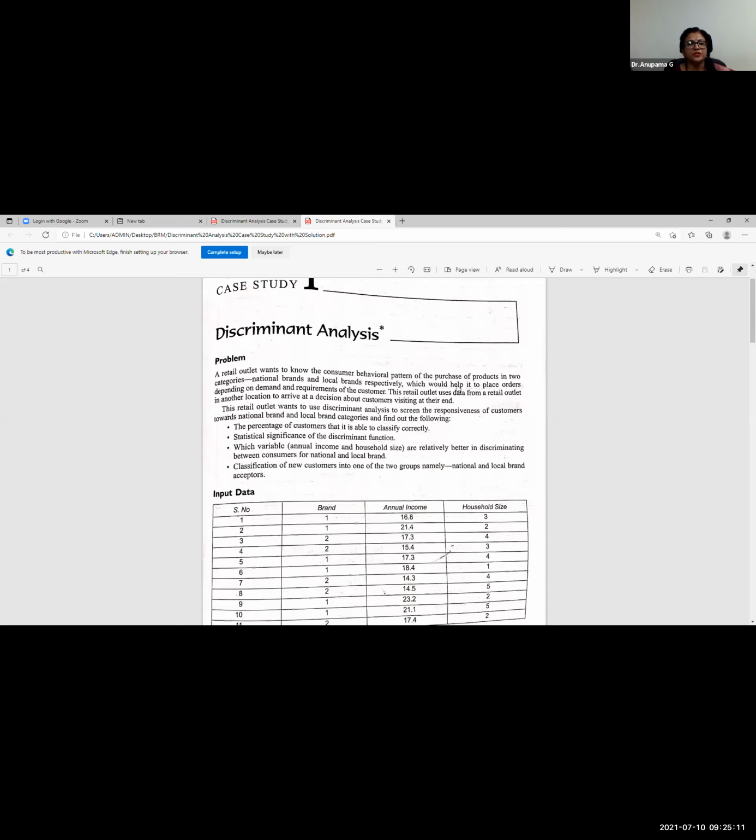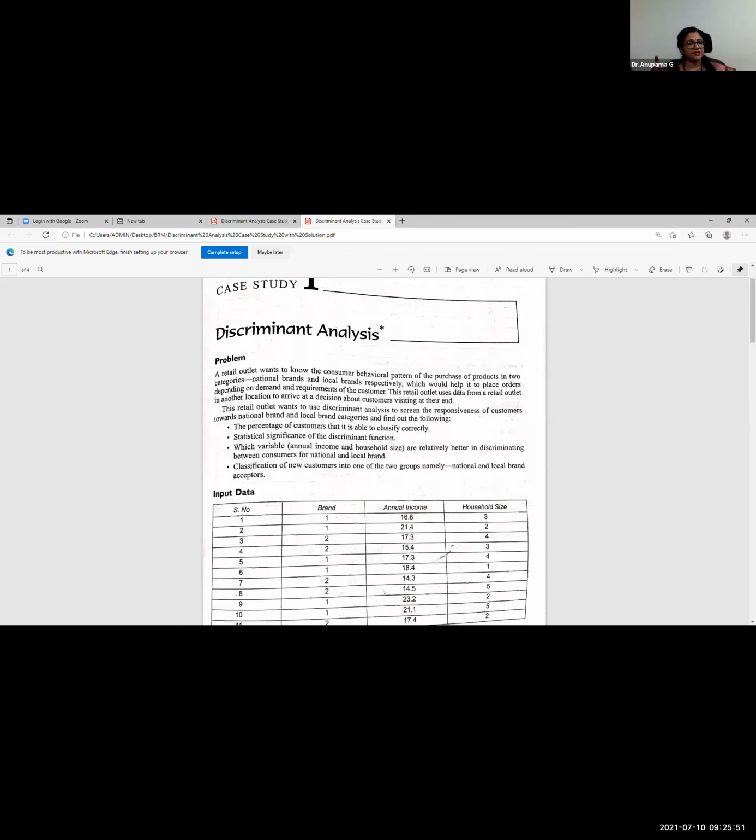The retail outlet wants to use discriminant analysis to screen the responsiveness of customers towards national brand and local brand categories and find out the following. So there is a certain research problem. Percentage of customers that it is able to classify correctly, statistical significance of the discriminant function, because we said finally the output of the discriminant analysis shall be like a discriminant function. It is like that regression equation, if you remember in statistics, right? Regression equation, simple regression, multiple regression. So you need to be able to build a model which can help you to predict in which categories your customers will be. So this in discriminant analysis is called the discriminant function.